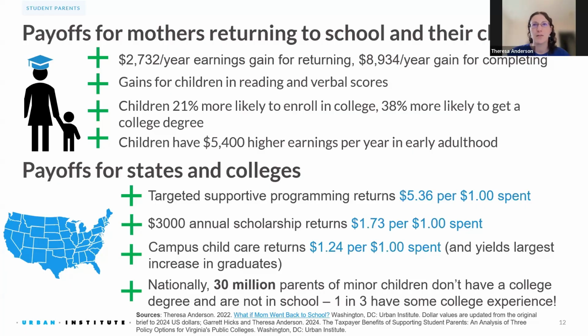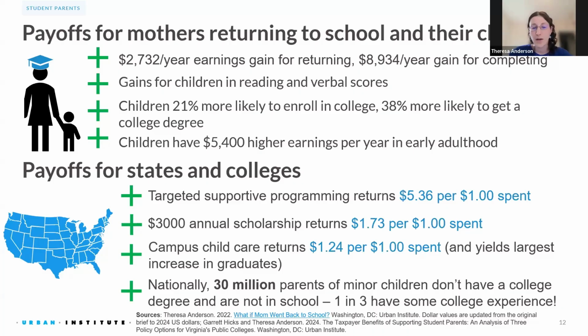But even these other interventions that we looked at, a $3,000 annual scholarship, which had a return of $1.73 per dollar spent, also a huge return. And even campus childcare, which we know is expensive, but has very large payoffs to graduation based on existing research, has $1.24 per dollar spent in payoffs. And that yields the largest increase in graduates because it makes such a big difference.